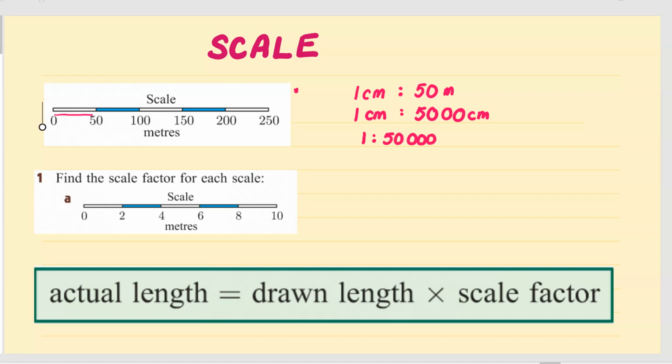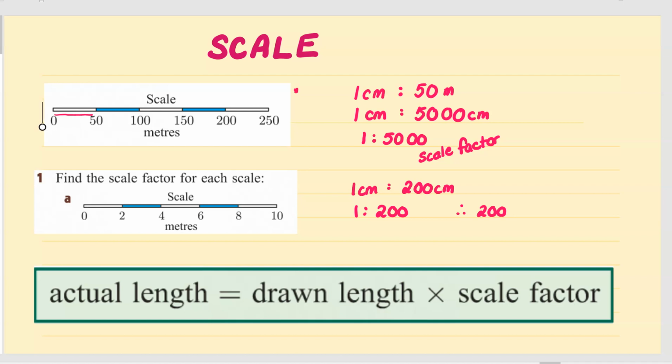Okay, and I put one too many zeros there, and we say that the 5,000 is actually our scale factor. So it's that simple. Okay, so over here we've got find the scale factor for each scale. Well, it's 1 centimetre represents 2 metres, which is 200 centimetres. So that could be written as 1 is to 200, and therefore 200 is our scale factor.